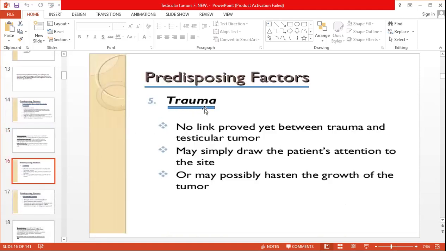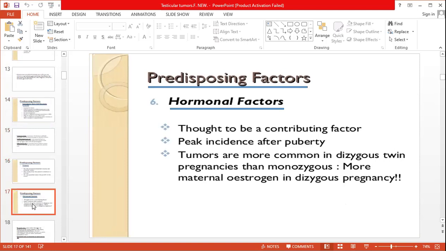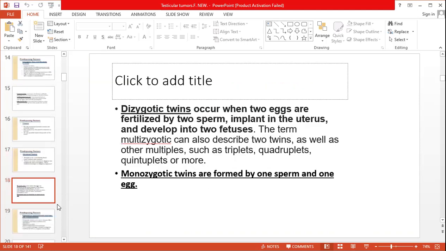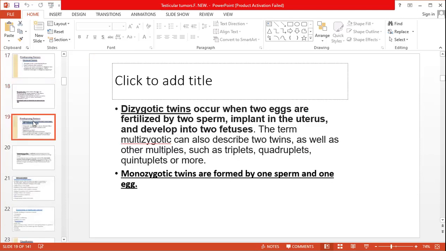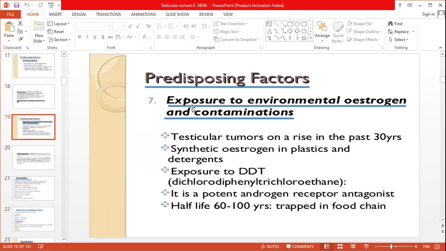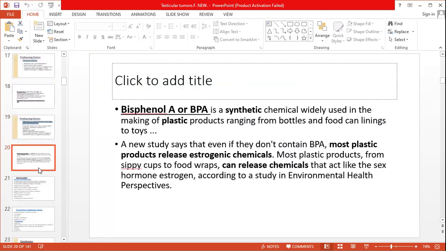Trauma is another predisposing factor, but no link has been proved yet between trauma and testicular tumor. Hormonal factors are thought to be contributing factors, with the peak incidence after puberty. Tumors are more common in dizygotic twins than in monozygotic ones. That is the exposure to environmental estrogen and contaminations.